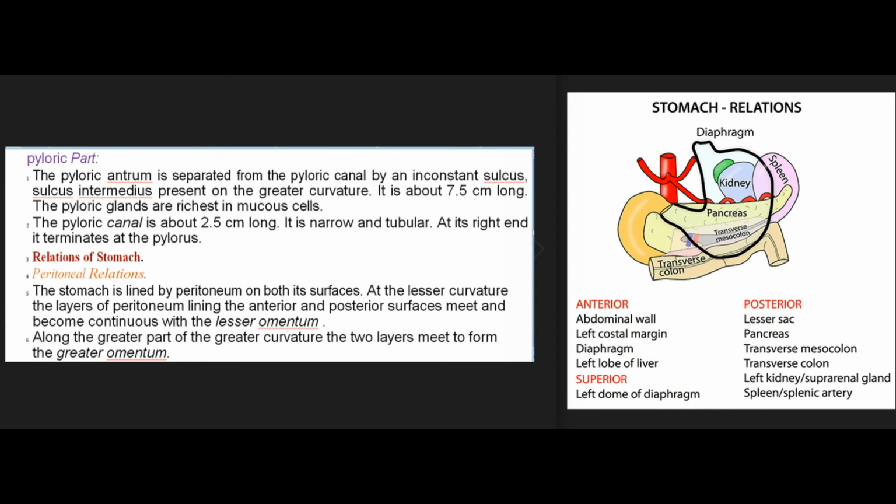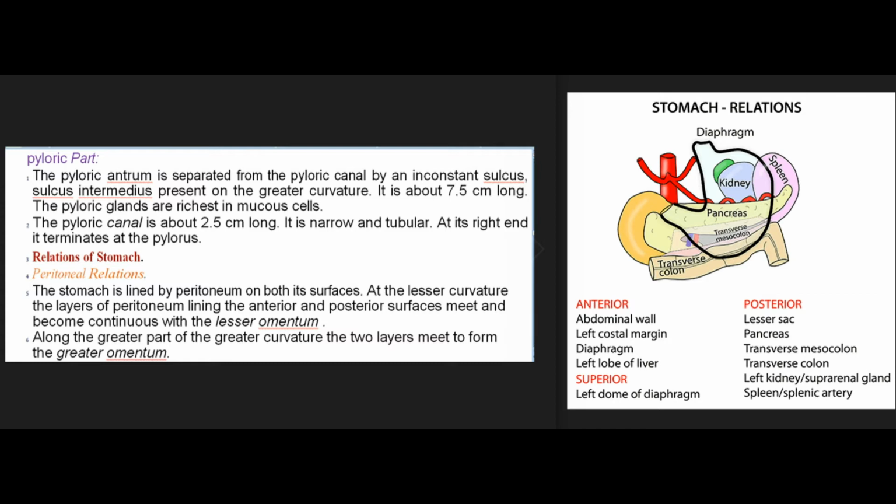Pyloric part. 1. The pyloric antrum is separated from the pyloric canal by an inconstant sulcus, sulcus intermedius, present on the greater curvature. It is about 7.5 centimeters long. The pyloric glands are richest in mucus cells. 2. The pyloric canal is about 2.5 centimeters long. It is narrow and tubular. At its right end it terminates at the pylorus.